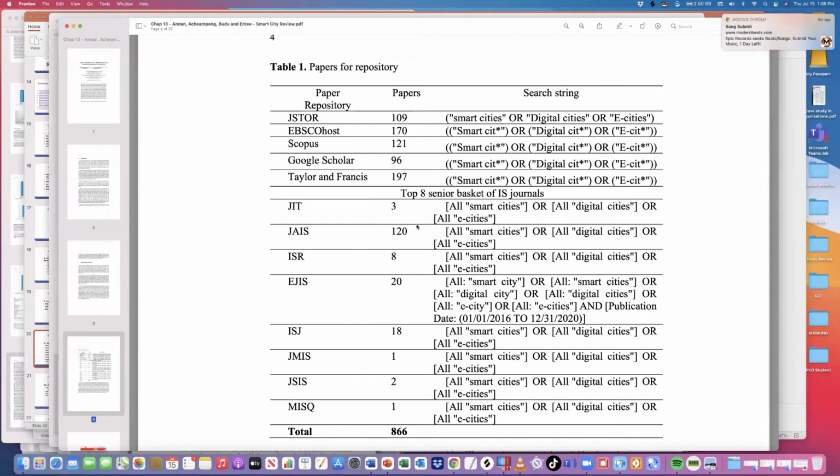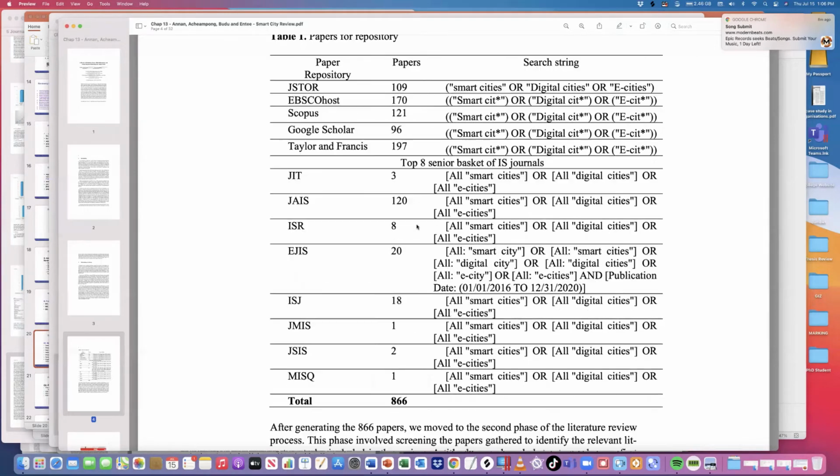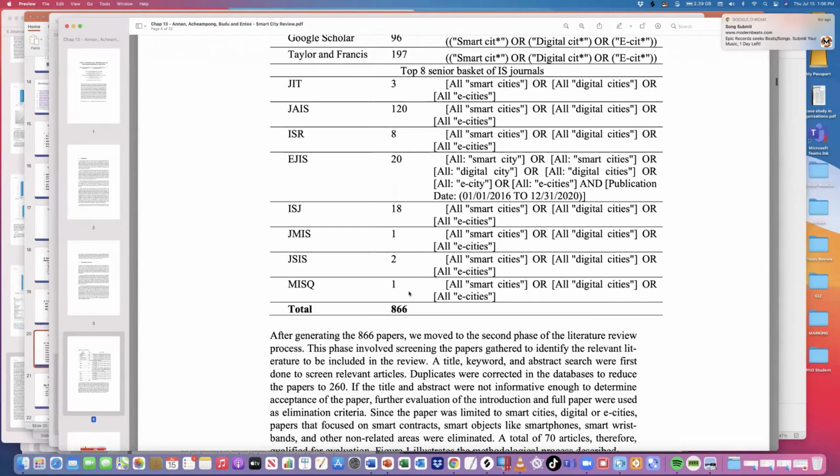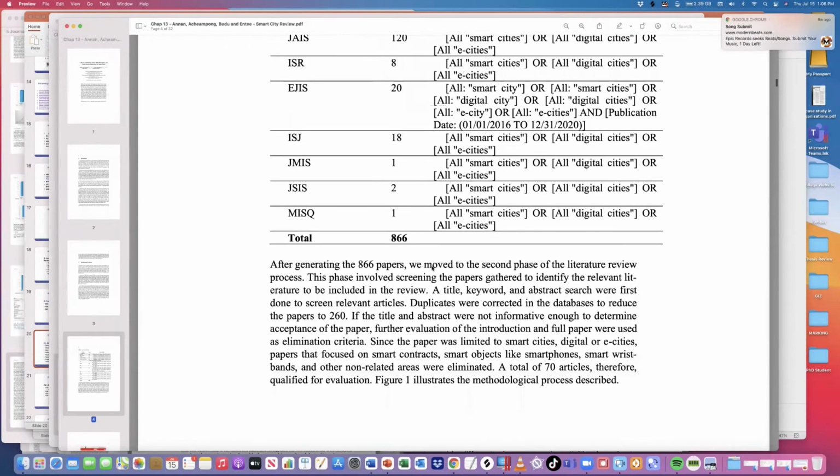It's possible. By the time you finish your paper, your thesis, maybe they have responded to the area. So it's good to know the senior basket of journals in your area of research. So you go to the different journals. You saw that there are a lot of them in JAIS, that's Journal of the Association for Information Systems. So you got 866. After generating the 866, we move to the second phase of the literature review process.